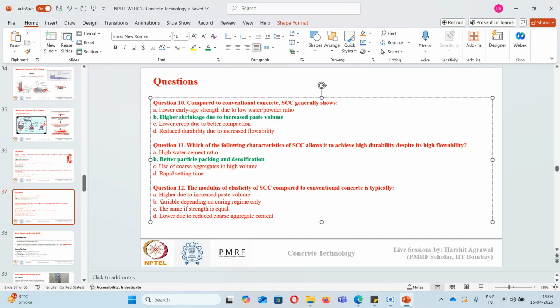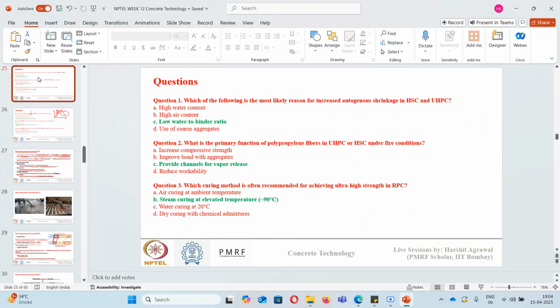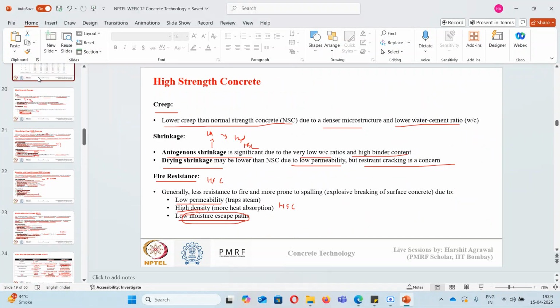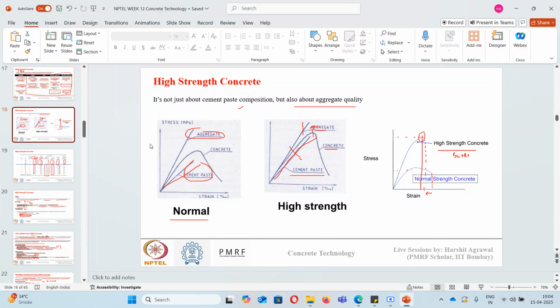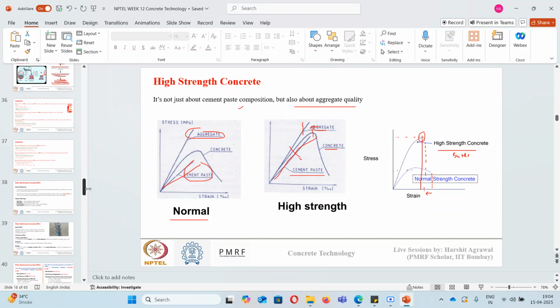Question number 12. The modulus of elasticity of self-compacting concrete compared to conventional concrete is typically what? Higher, lower, or the same? Okay, if you remember this diagram we saw in case of high strength concrete, I will just copy this diagram so that you can answer this question.